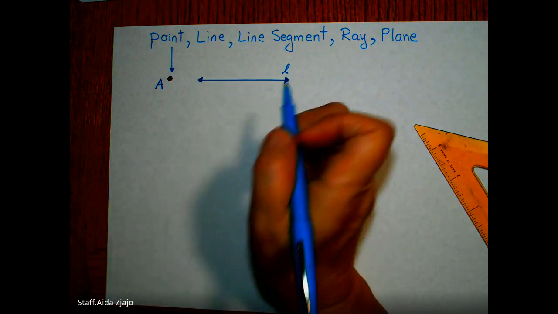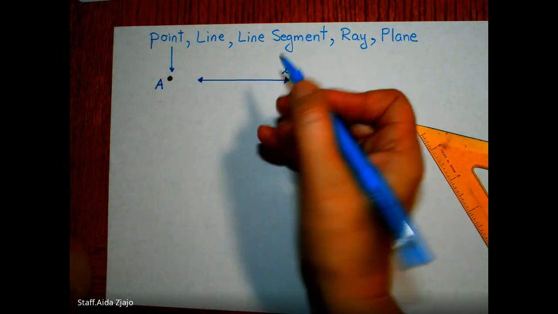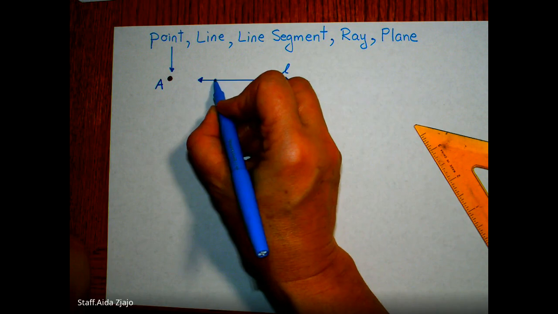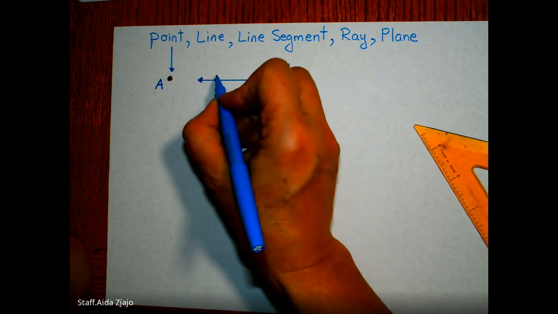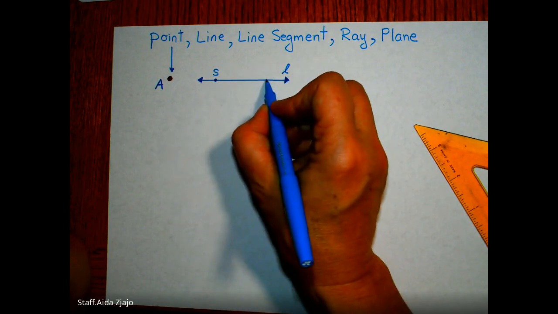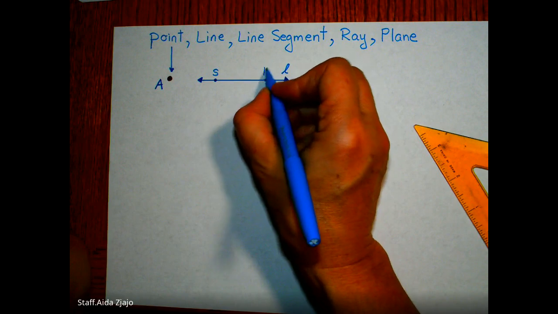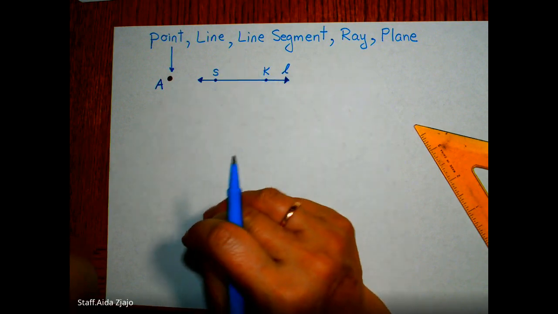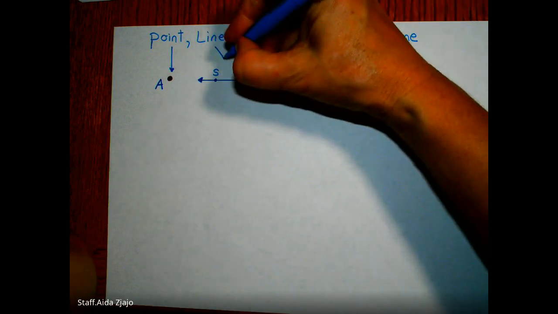Also, a line can have a point on it. So if we label the points, it could be point S or point K, but they are on the line. So this is a line.